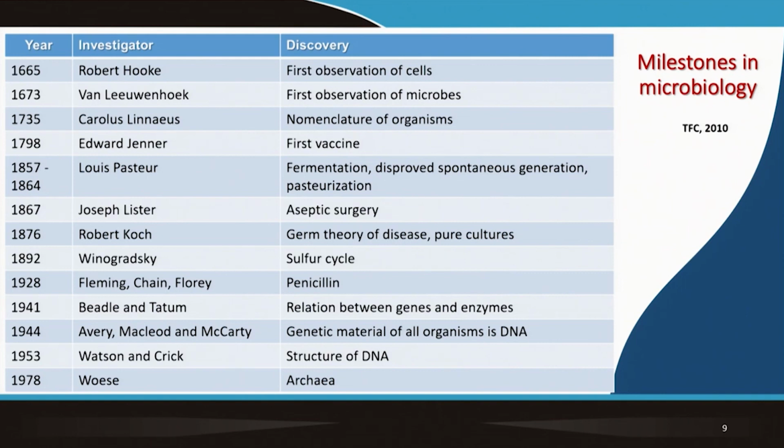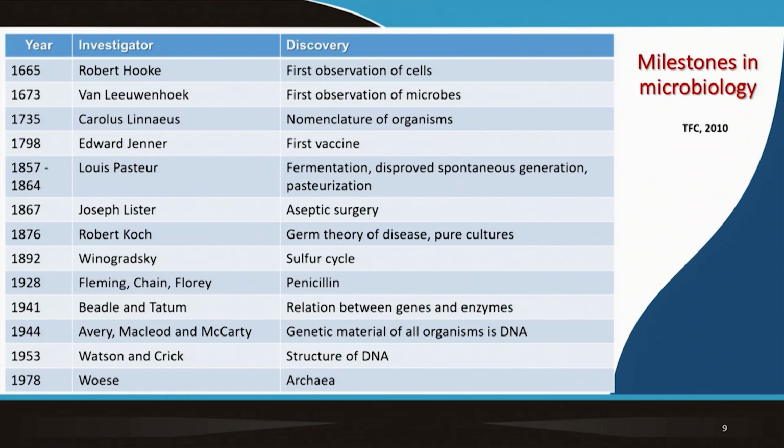Then we come to 1857. From the period of 1857 to 1864, Louis Pasteur was basically a giant in microbiology. There are several things that have been accredited to him, including fermentation, pasteurization. He was able to disprove the theory of spontaneous generation. People at that time used to think that life can begin without any other life form, and he was able to disprove that.